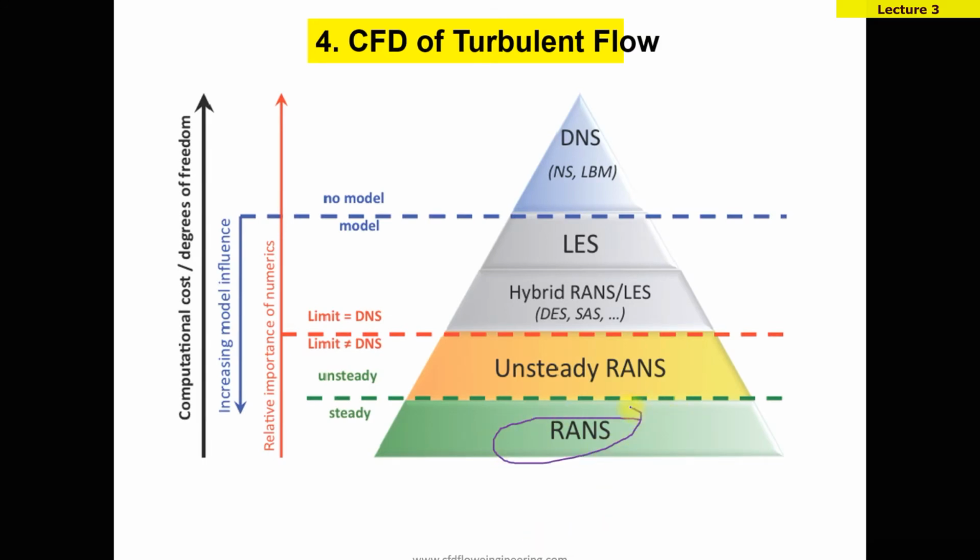RANS has a low computational cost and DNS has a very high cost. And LES has a cost less than DNS. RANS has a very low cost, hence it is used for industry applications.